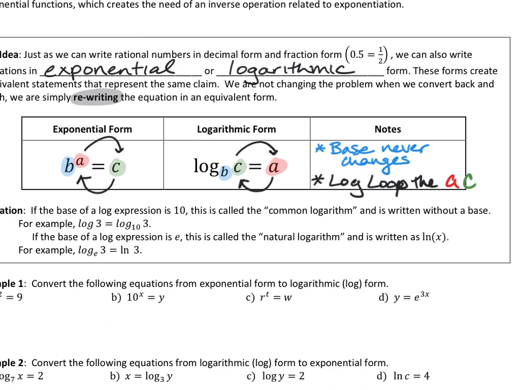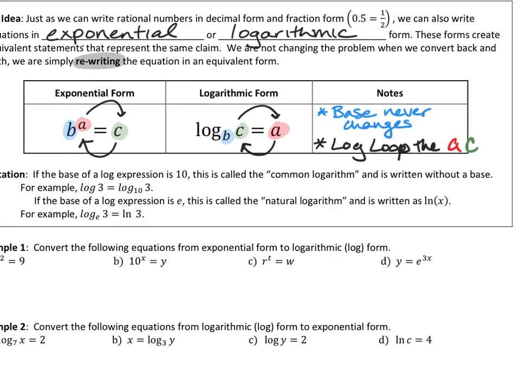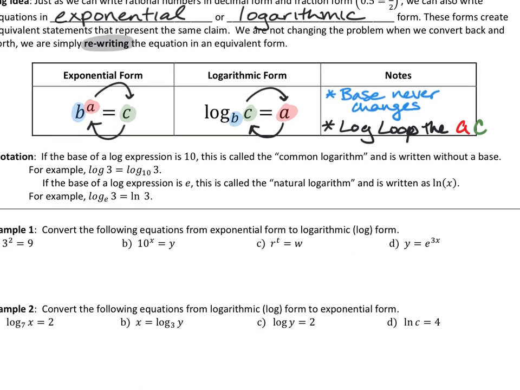There are two notations here that we need to make sure we remember from when we learned this the first time. If the base of a logarithmic expression is 10, it's so common and it's used so often that we just straight up call this the common logarithm, and we write it without a base showing. Kind of like how 1 is so common as an exponent, we just don't write it anymore.